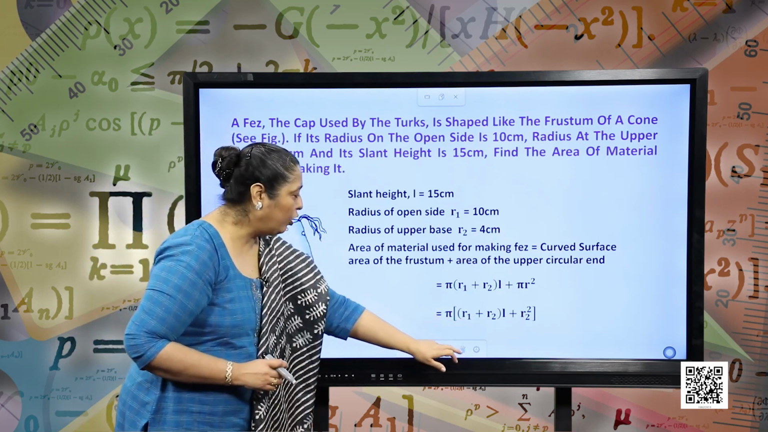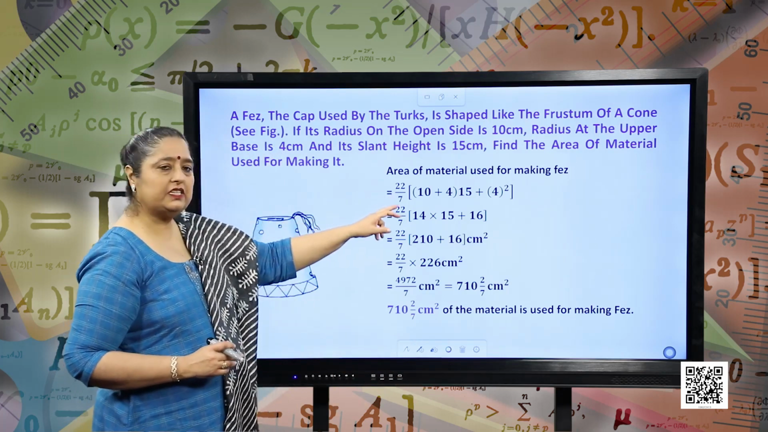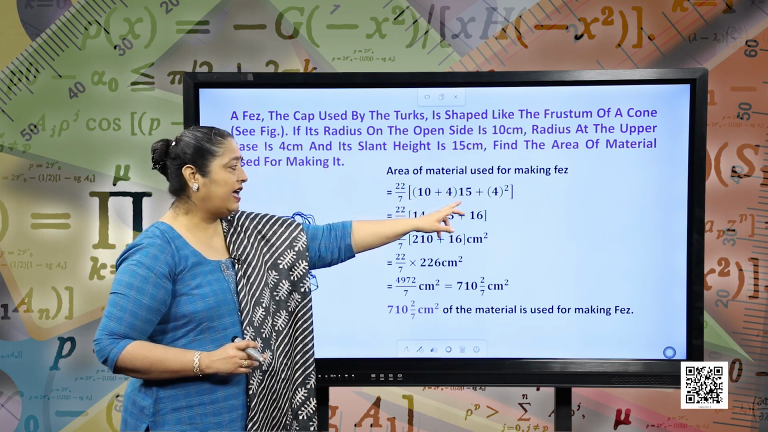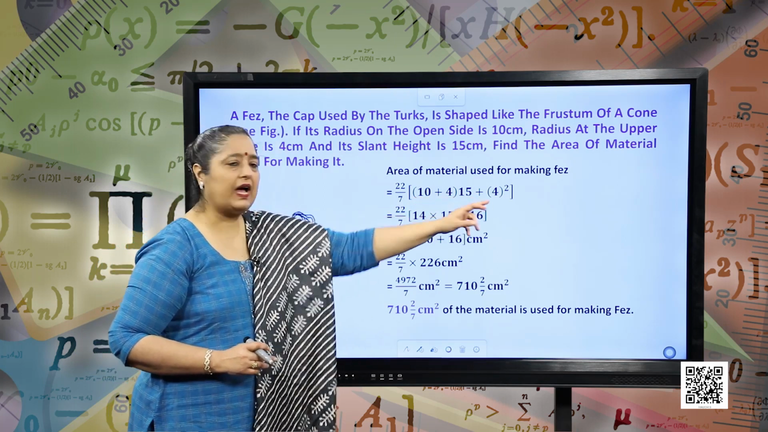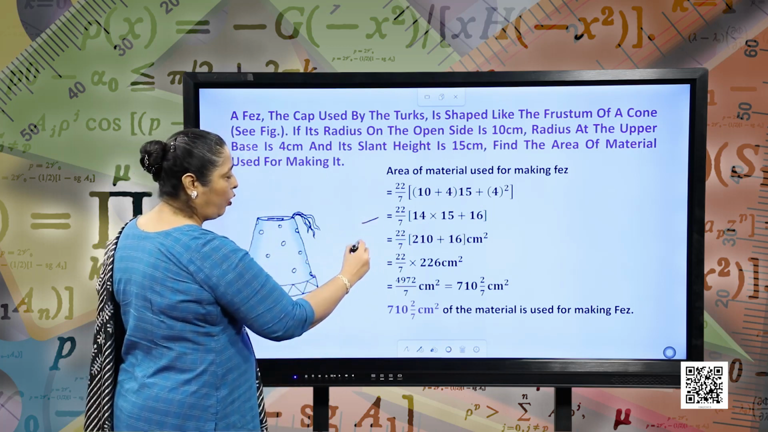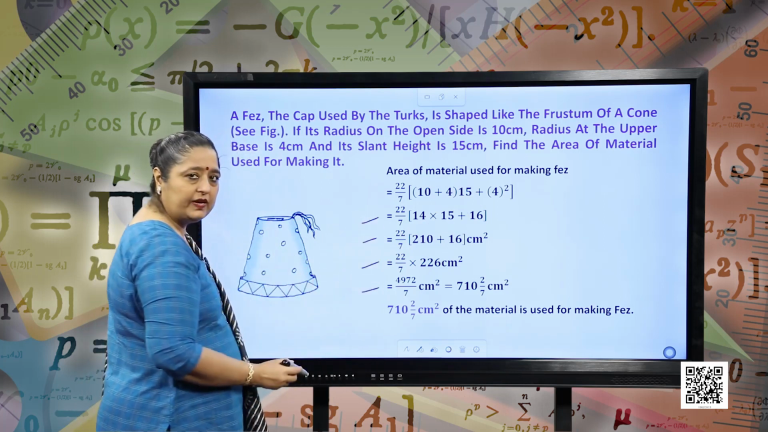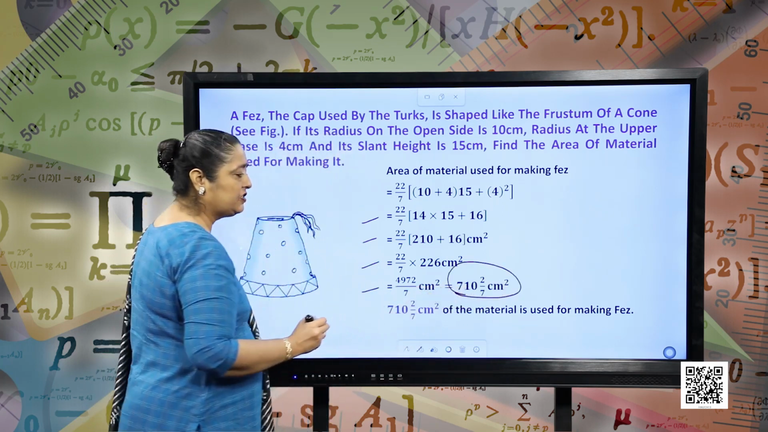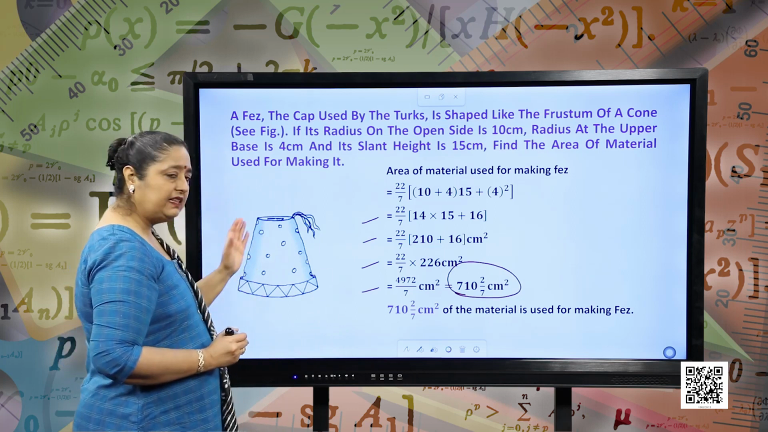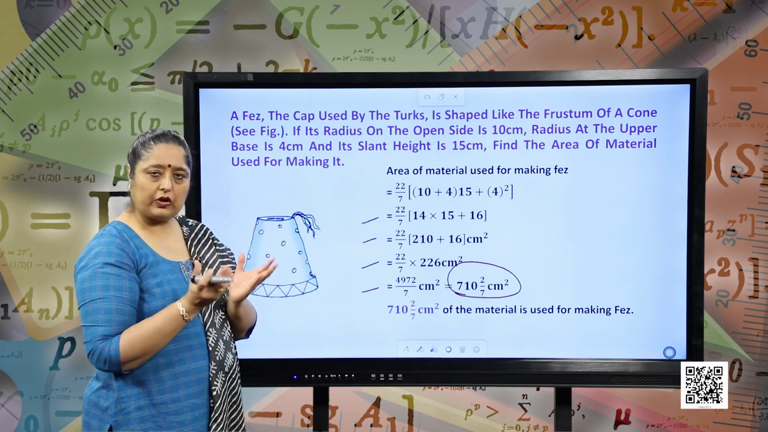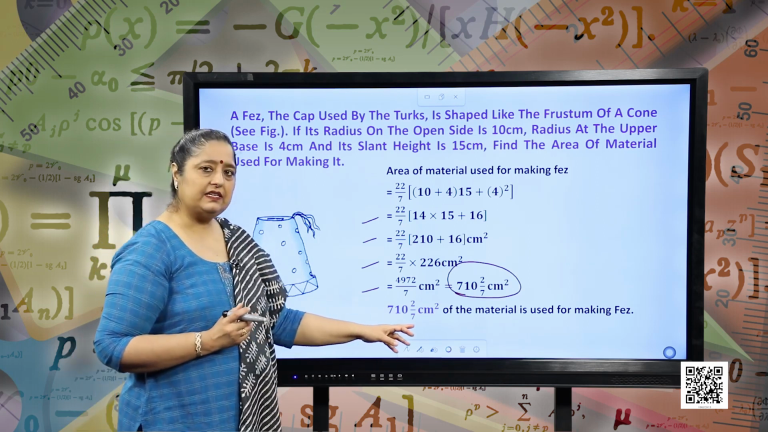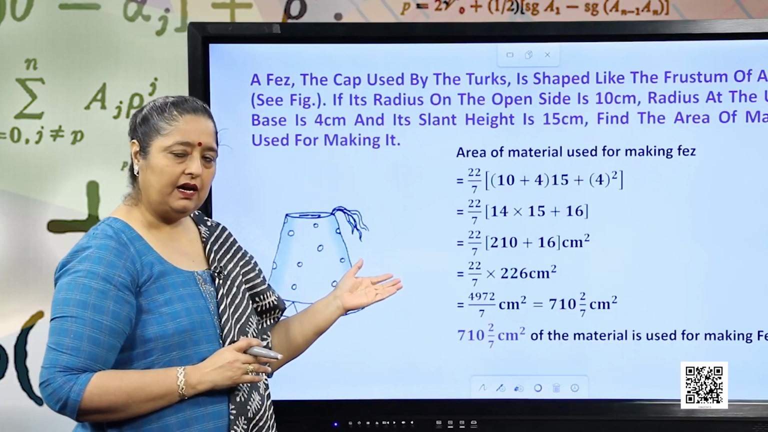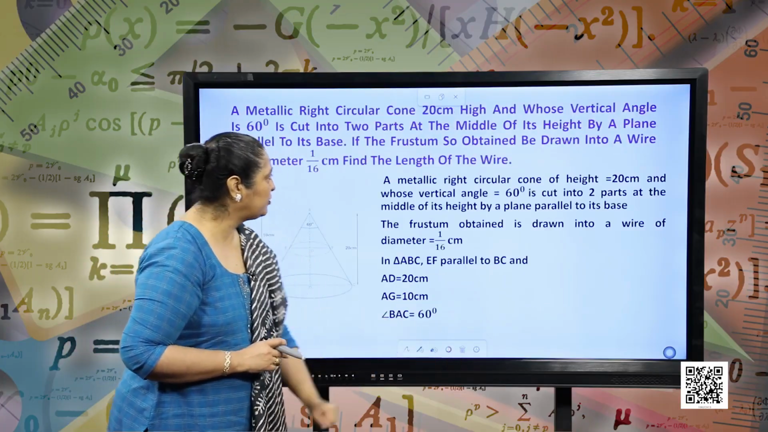Now, let us substitute all these values. We have pi as 22 by 7, r1 as 10, r2 as 4, L as 15, and again r2 as 4. Calculating this all and simplifying, what we have is 710 2 by 7 centimeter square. So, to make this face, the total material required will be 710 2 by 7 centimeter square. I hope this question is clear. So, let us move forward to our next question.